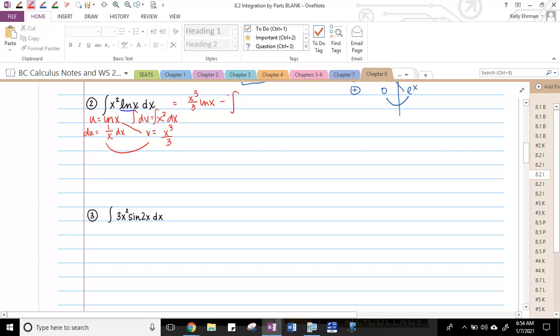So I'm going to pull the 1/3 out here. And then x cubed over x is x squared. There's a dx in there. You don't have to pull the constant out in front if that's going to be confusing. It's just how I solved it. So x to the 3rd over 3, natural log x. This integral becomes x cubed over 3 times negative 1/3, so minus x cubed over 9 plus c.